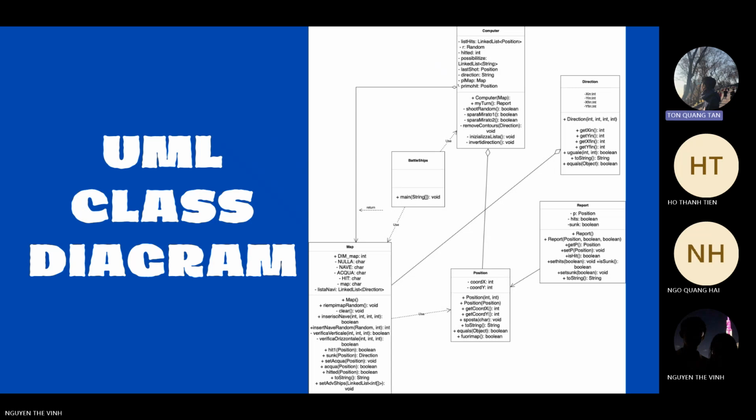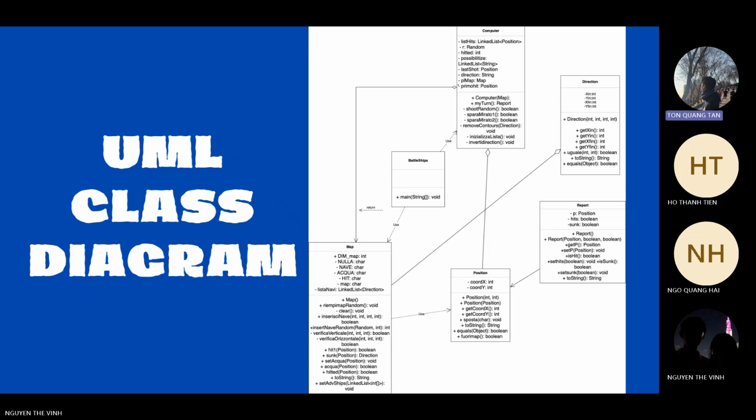And move to the map class. That includes many attributes such as the map to define the size of the map, and null, nave, aqua, and heat. The symbols represent empty cells, ship, water, and hit. And you can see the map. This is the grid representation of the map. List navy is the list of the ship positions.